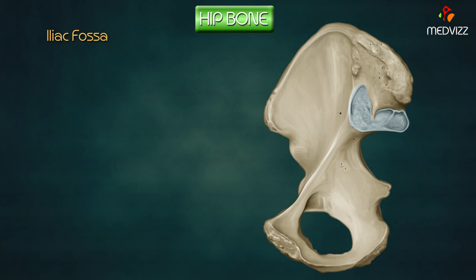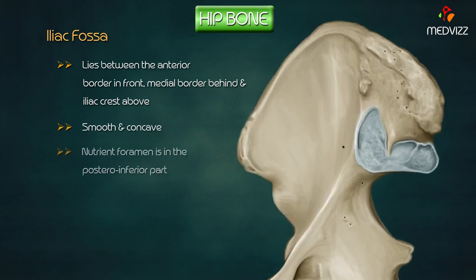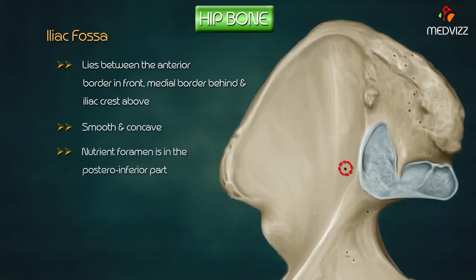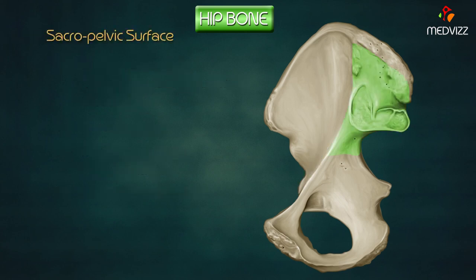Iliac fossa. It is an area which lies between the anterior border in front, medial border behind, and iliac crest above. It is smooth and concave. It presents with a nutrient foramen in its posterior-inferior part which transmits the nutrient artery. The nutrient artery is derived from the iliolumbar artery. A groove is present between the anterior inferior iliac spine and iliopubic eminence, which lodges the iliopsoas tendon.